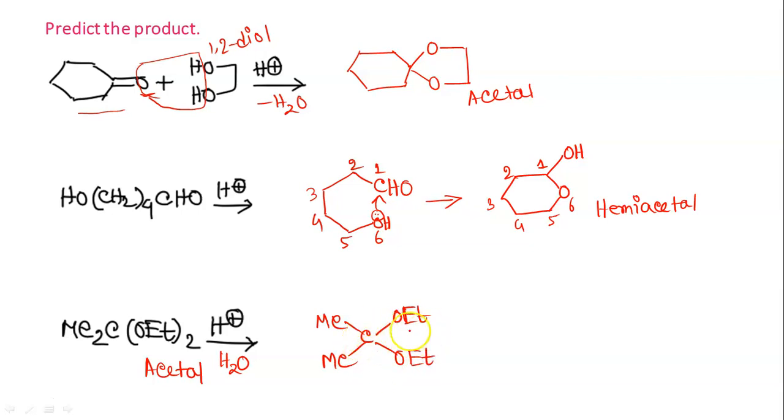So here the two OEt groups are coming from ethanol, 2 molecules of ethanol, and these 2 C–O bonds are there. That means there will be a carbonyl. Okay. So it will be Me. I am not writing the detailed mechanism, I am just writing the final product. Two molecules of ethanol. So this will be formed.